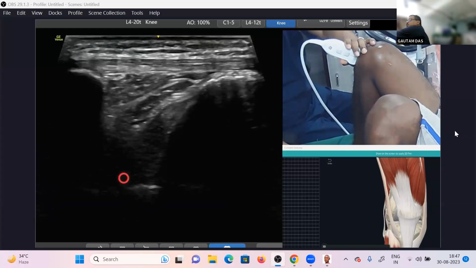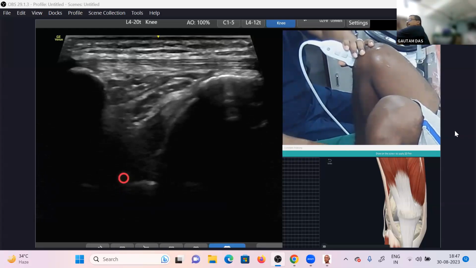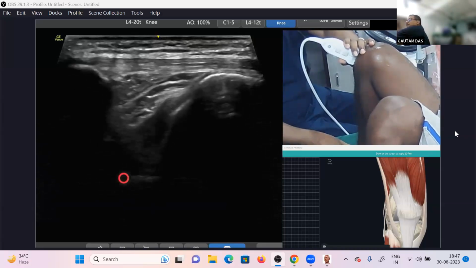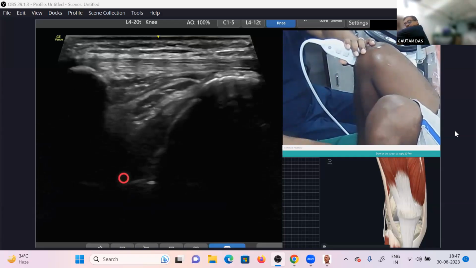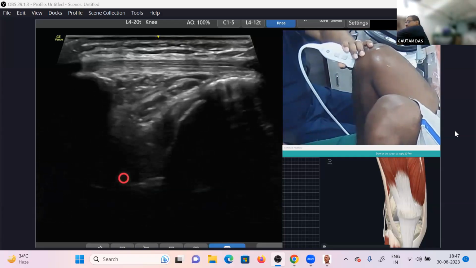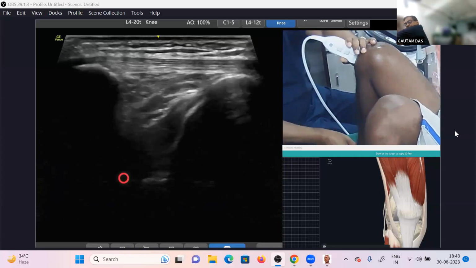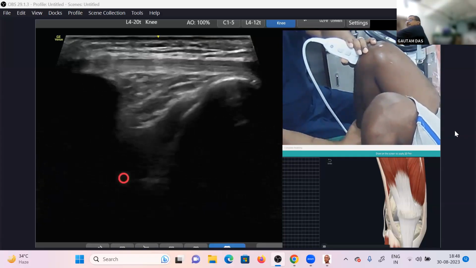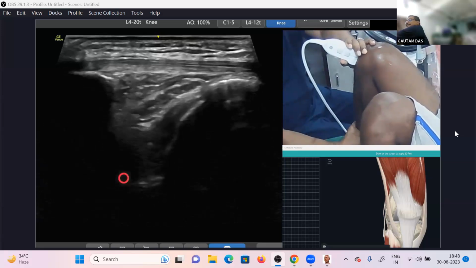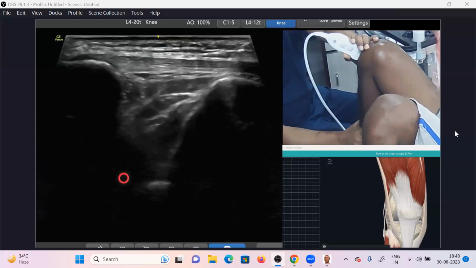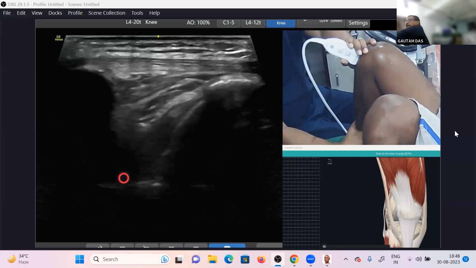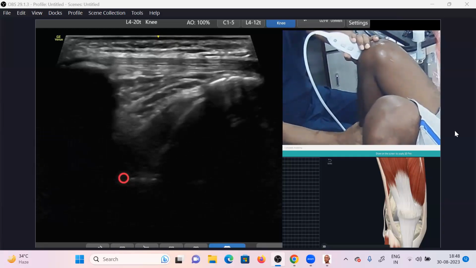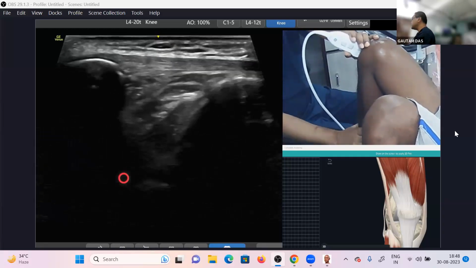So now I am just moving the foot. Now the ACL will be becoming hyper and hypo. Can you appreciate that? I'm rotating the leg. Can you appreciate the movement of the ACL? The ACL is very nicely seen. Sometimes it's becoming completely hypo, sometimes part of it is becoming hyper. Okay, so we have seen the ACL in the long axis.